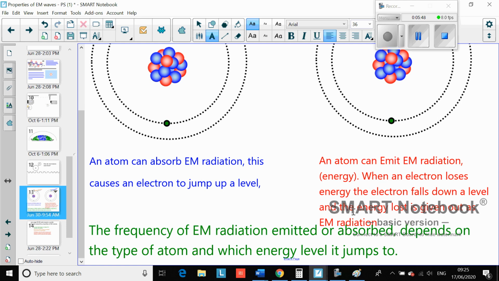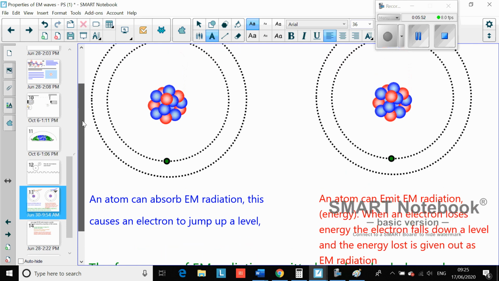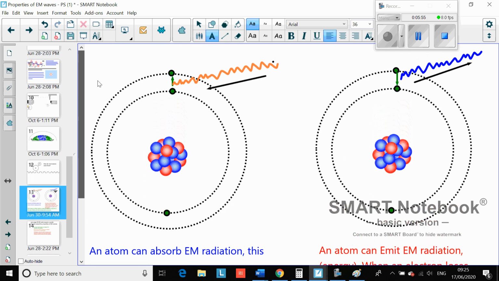Okay, so what I'd like you to do is pause the video and copy these two diagrams into your book with an explanation of what's happening. So pause it now, copy these two, and I'll just move the screen down so you can copy the two explanations into your book.